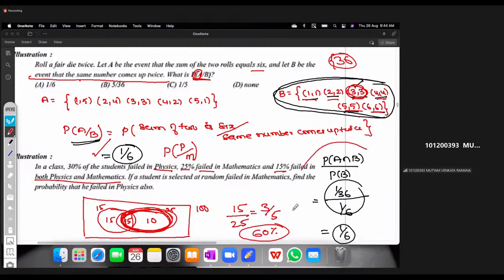Theoretically, if you want to go for this one, it is really not required. We'll go theoretically only if it is unavoidable. Otherwise, we'll go for the straightforward way. And similarly, here what happened? If a student selected at random failed in mathematics, find the probability that he failed in physics also. So I'm selecting a student who failed in mathematics, and now what is the chance that he failed in physics also.